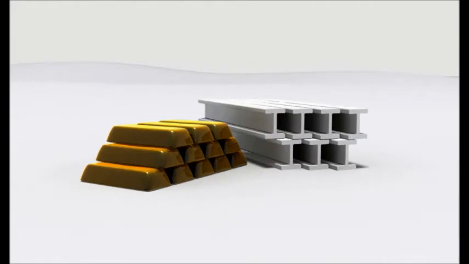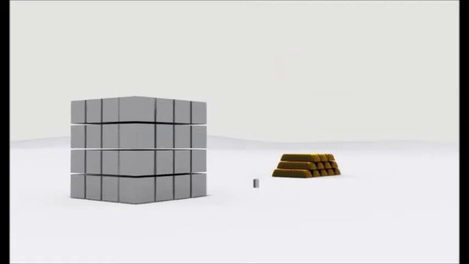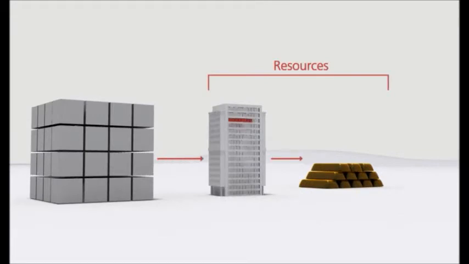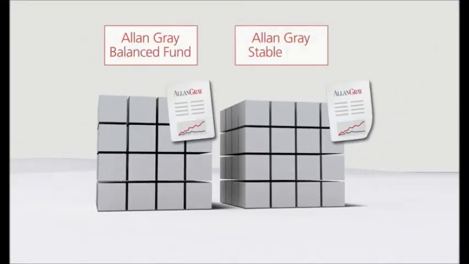Raw materials with fixed prices such as gold, steel, or coal are called commodities. In unit trust investments, the term commodities usually refers to direct exposure to a commodity, and the term resources refers to shares in companies that produce them. Some unit trust management companies may also refer to these shares as commodities. The Allan Gray Balanced Fund and the Allan Gray Stable Fund may have direct exposure to commodities depending on where the investment manager finds value at the time.